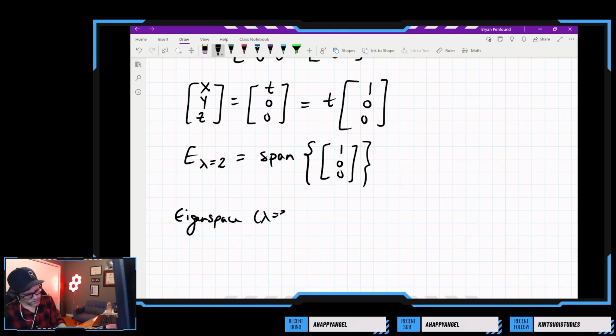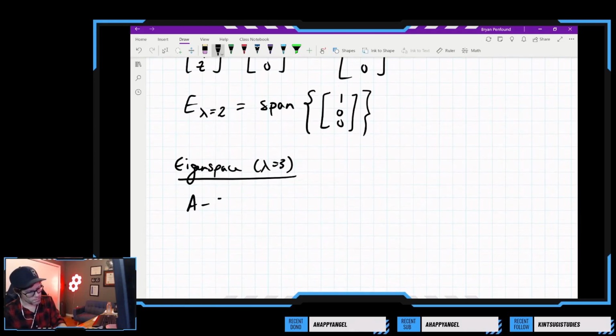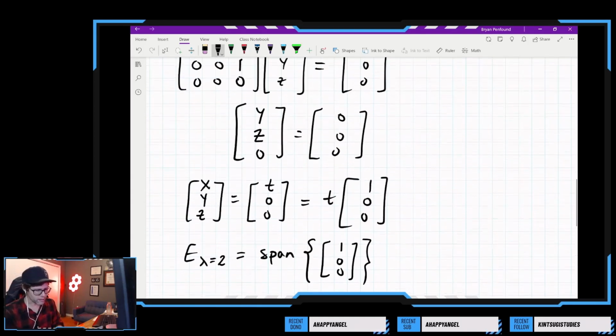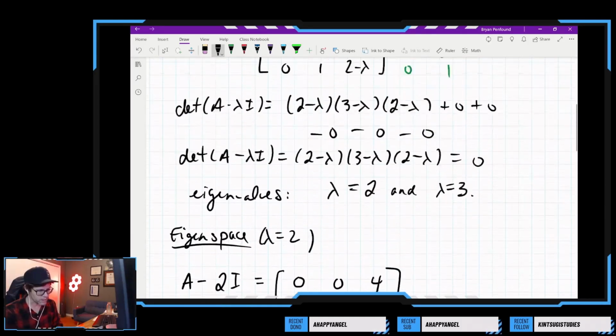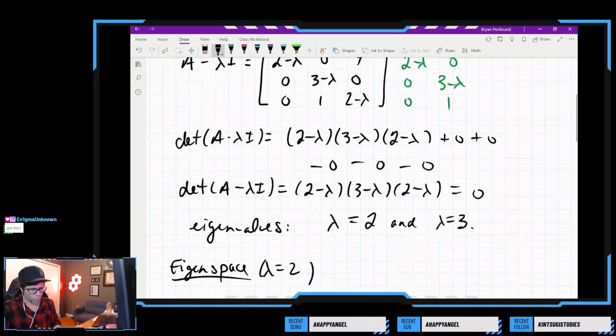Okay, let's look at the eigenspace for lambda equal to 3. So here we need a minus 3I, and we'll have to go back and grab that from our previous matrix up here. If I substitute lambda equals 3, we're going to get negative 1 on the corners. So we're going to get negative 1, 0, 4, 0, 0, 0. So we're going to introduce a 0 row, and then we'll get 0, 1, negative 1.